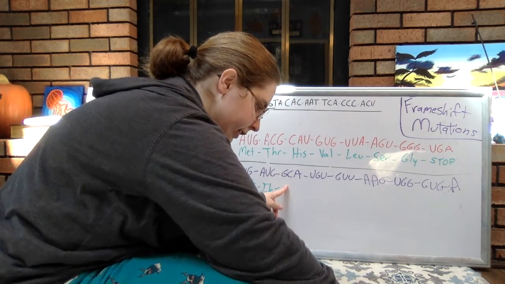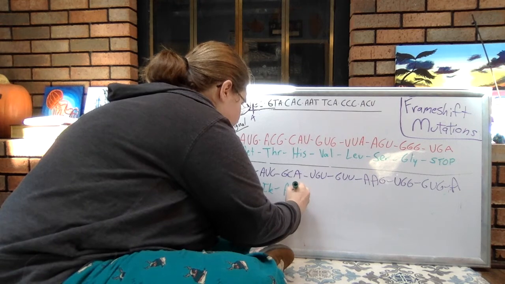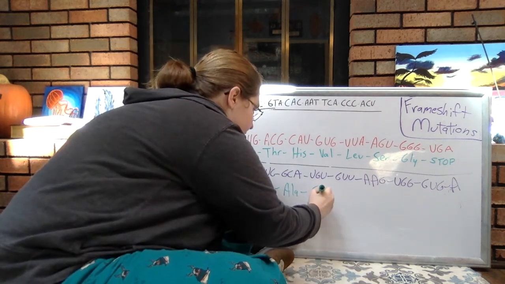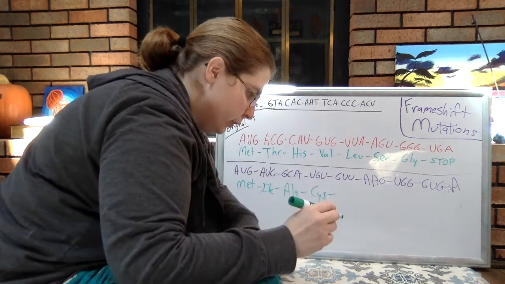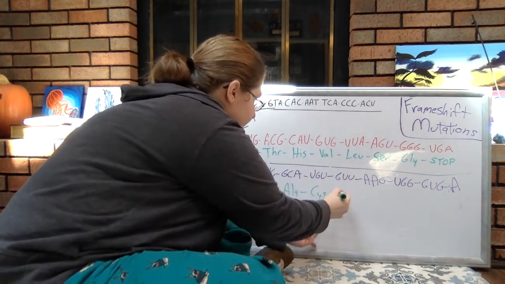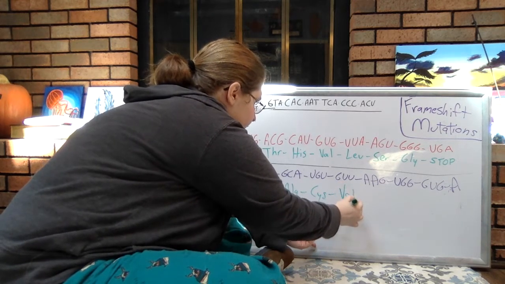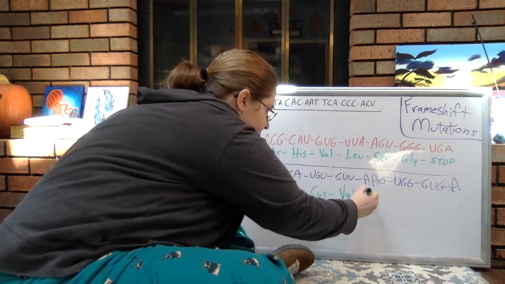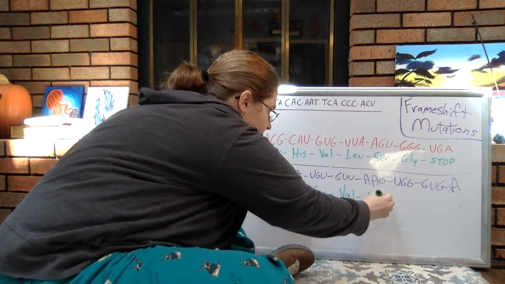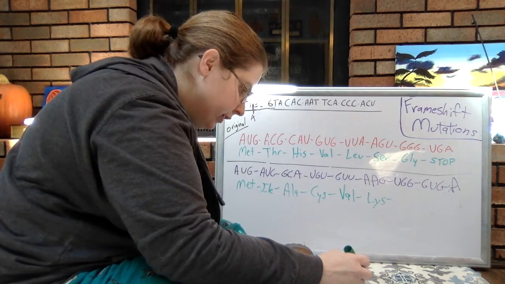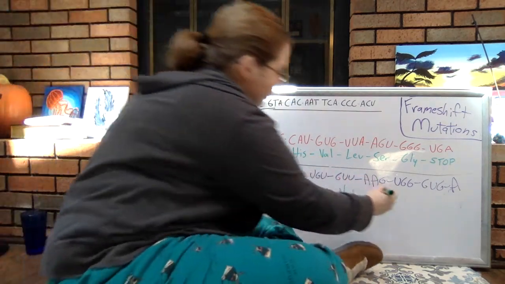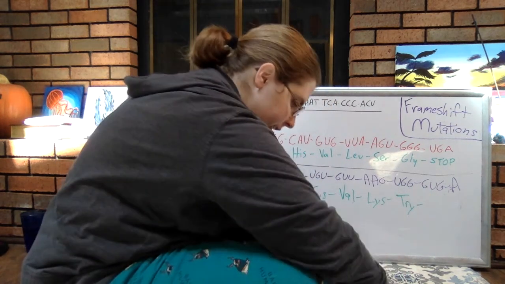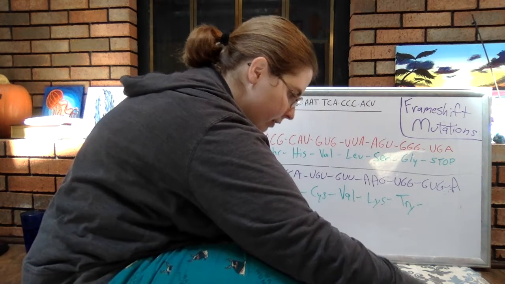GCA, GCA is alanine. UGU, UGU is cysteine. GUU is valine. AAG is lysine. UGG is tryptophan. GUG, valine again.